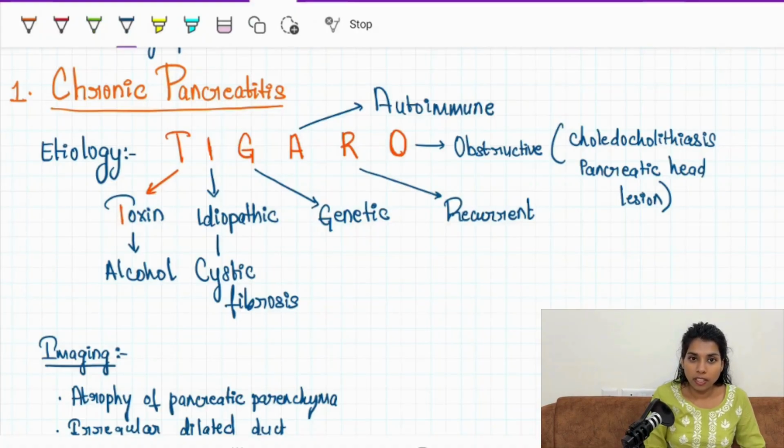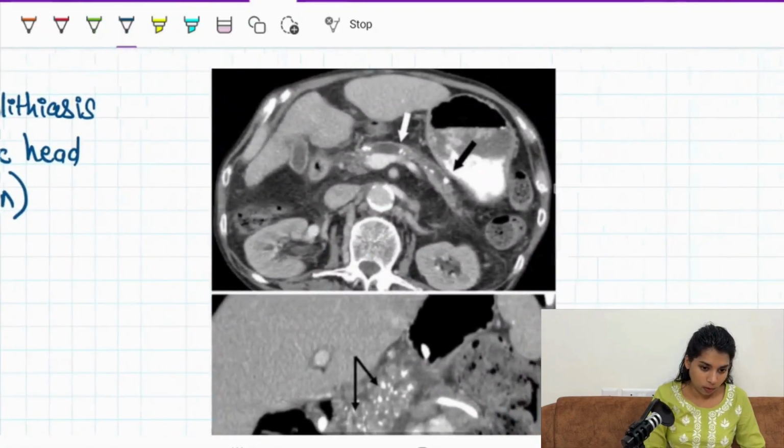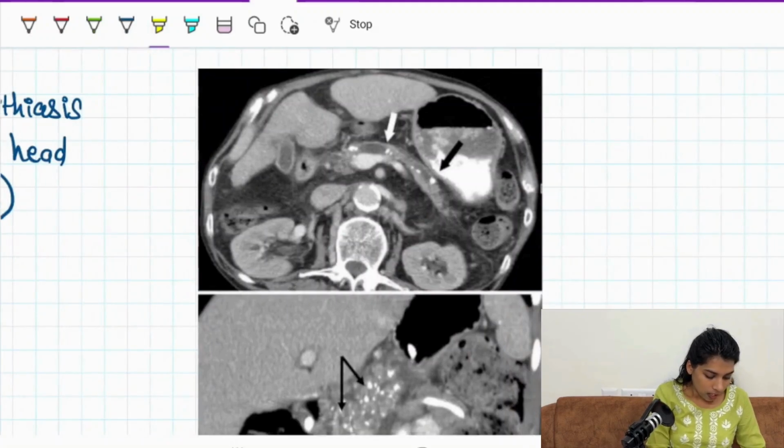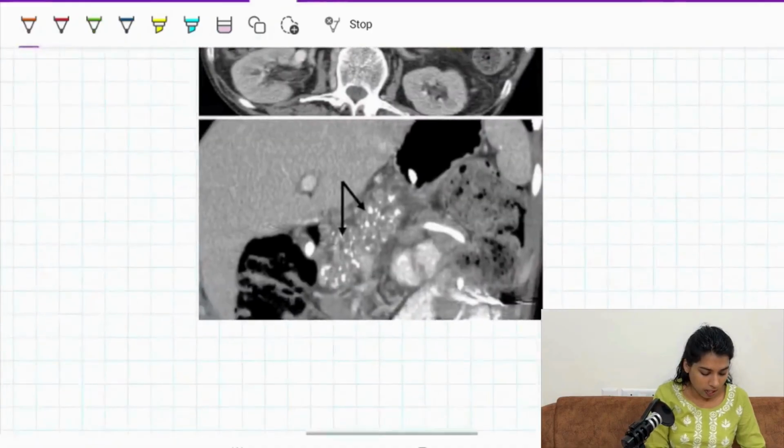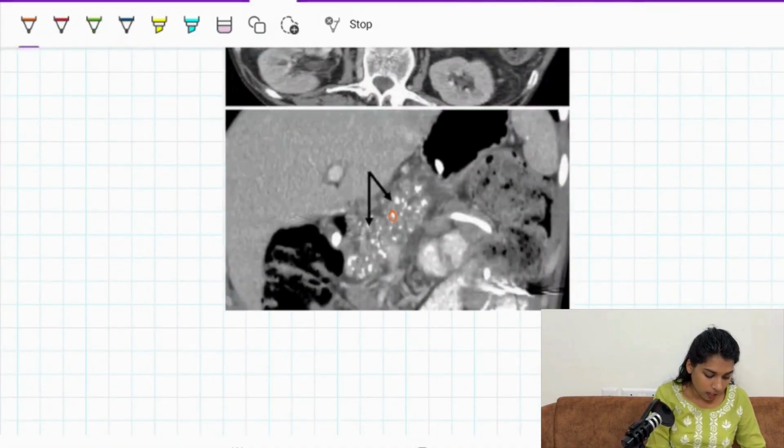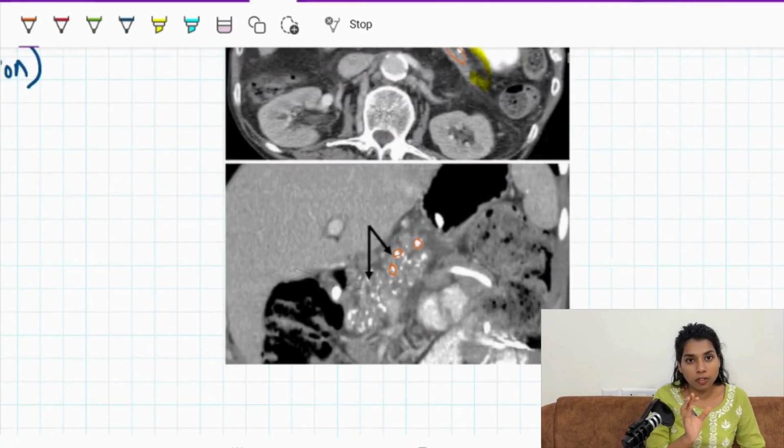Now that we have understood the etiology of chronic pancreatitis, we look at the imaging features. So this is a case scenario where we can see that there is atrophy of the surrounding pancreatic parenchyma. The most important feature of chronic pancreatitis is an irregularly dilated duct. We can see that it is a very irregularly dilated pancreatic duct. You can see there are intraductal calcifications, whereas you can also see there are intrapancreatic calcifications. So intraductal and intrapancreatic calcifications, and an irregularly dilated duct, which is the most important feature of chronic pancreatitis. Along with that, you will see atrophy of the pancreatic parenchyma.